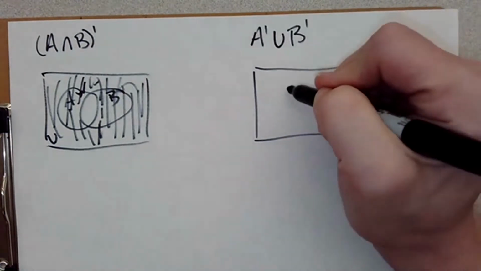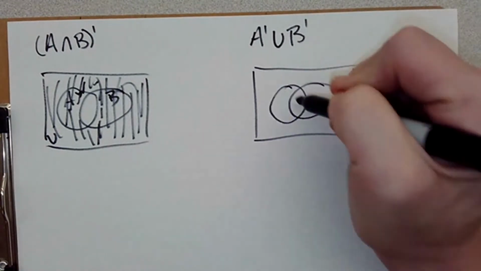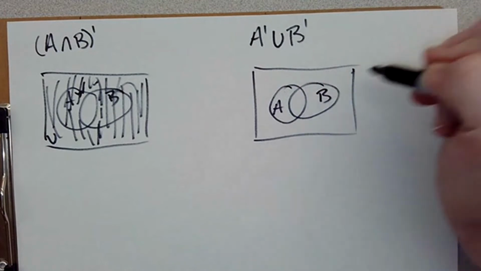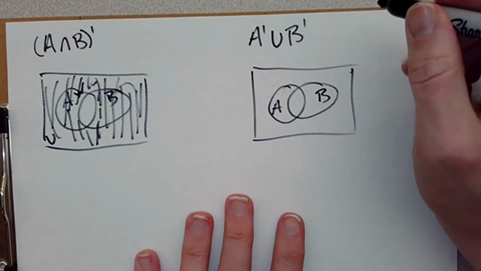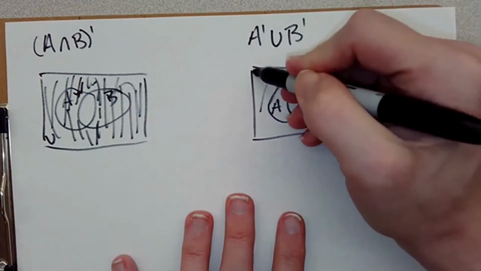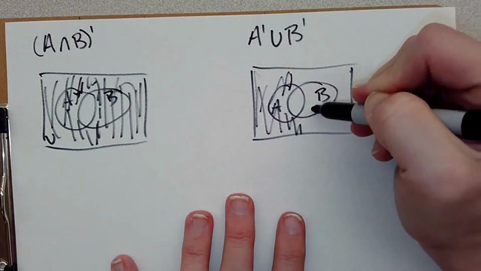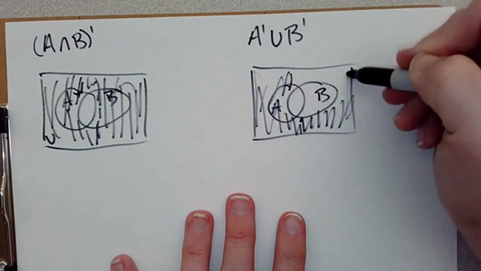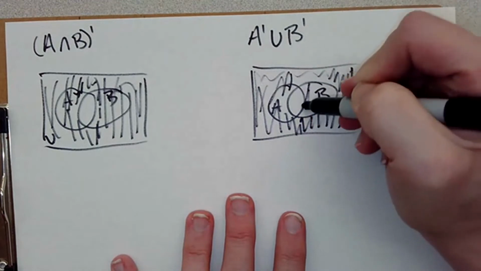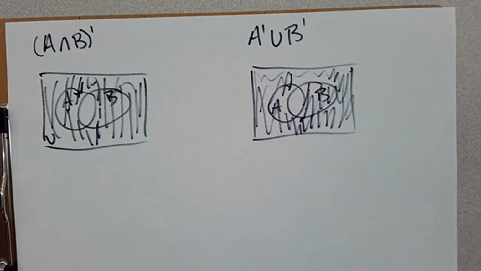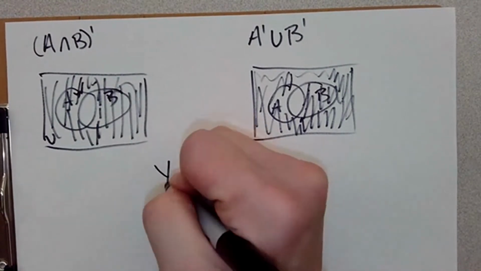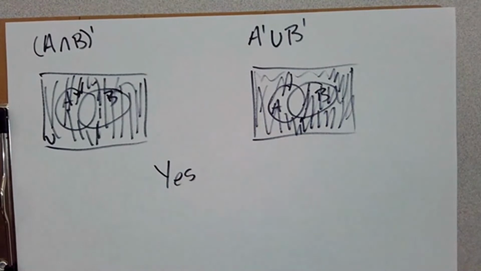Okay, well, there's A and there's B. Well, the stuff that's in A complement we saw before. That's actually B complement that I'm doing right now. So we'll do B complement first. And then we also shade that because that's in A complement, and that's exactly the same set. So the answer is yes, this is true for every choice of sets A and B.